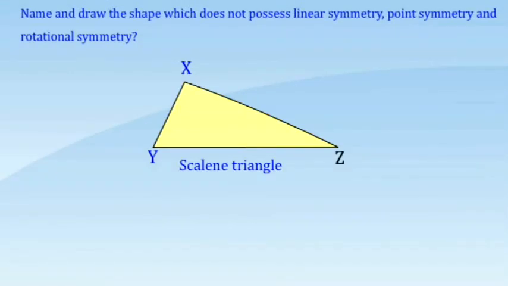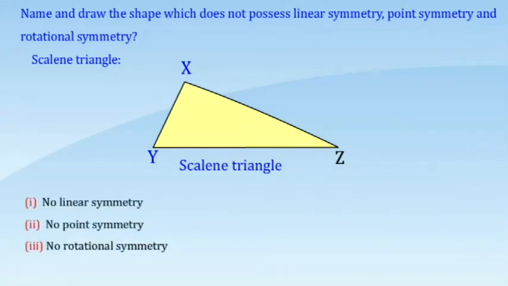Name and draw the shape which does not possess linear symmetry, point symmetry and rotational symmetry. Scalene triangle. No linear symmetry. No point symmetry. No rotational symmetry.